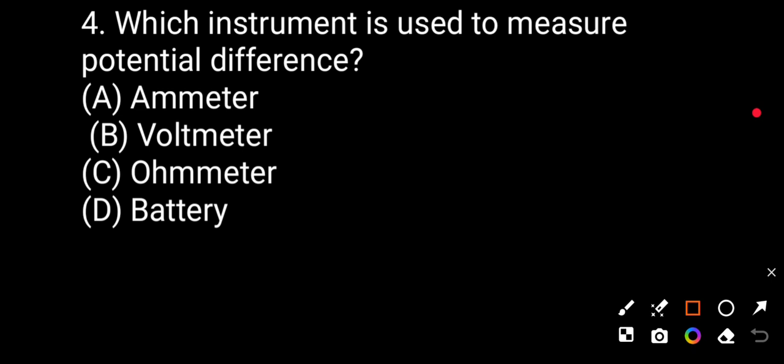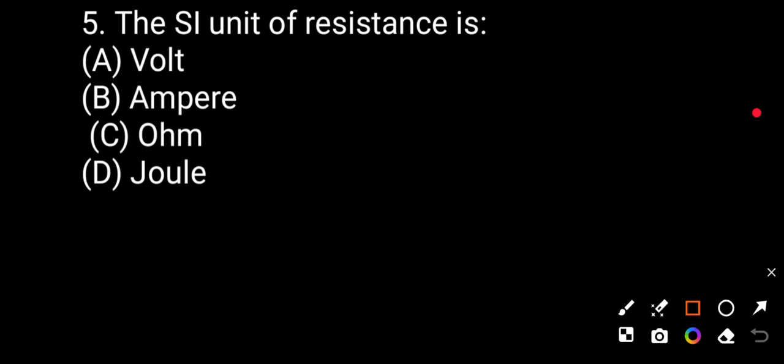Question number 4. Which instrument is used to measure the potential difference? Ammeter, voltmeter, ohmmeter, battery. The correct answer will be voltmeter. Question number 5. The SI unit of the resistance is option A volt, option B ampere, option C ohm, option D joule. Correct answer will be ohm. Option C is correct.